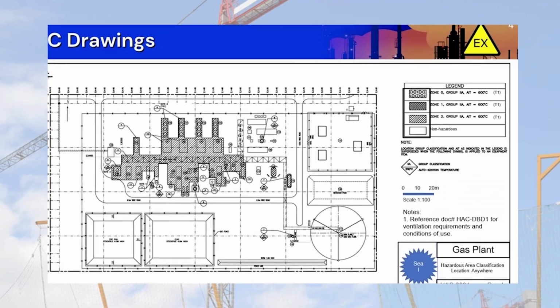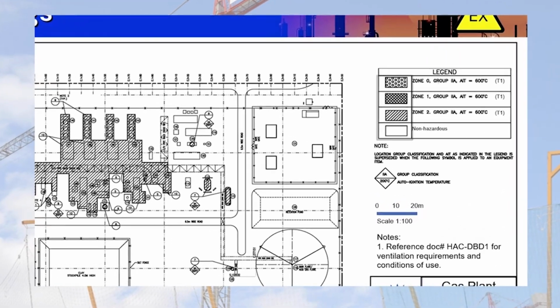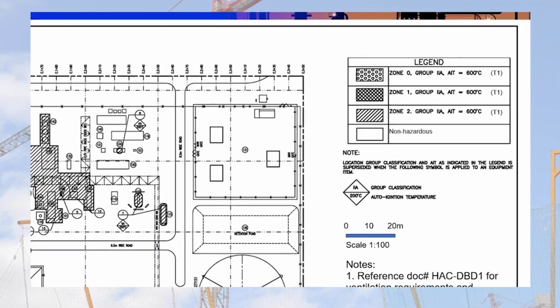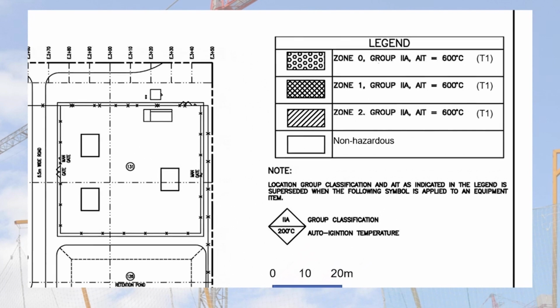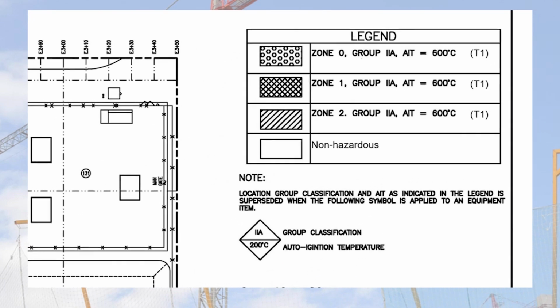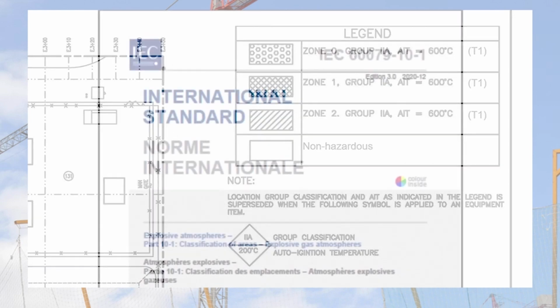Here's a quick overview of what to expect when taking the ExHAC training course. In Annex A of the standard, the group classification and auto-ignition temperature should be clearly indicated in the drawing legend. In some facilities, multiple group classifications and AITs may be needed.